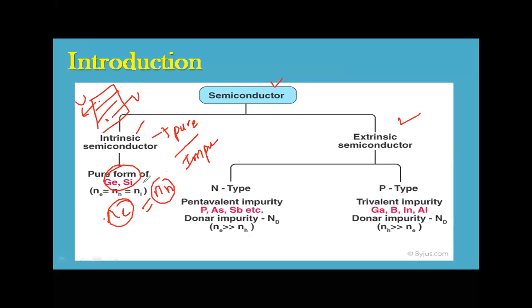So in that case, the densities are equal. The density of electrons and holes are equal. So this is called an intrinsic semiconductor.